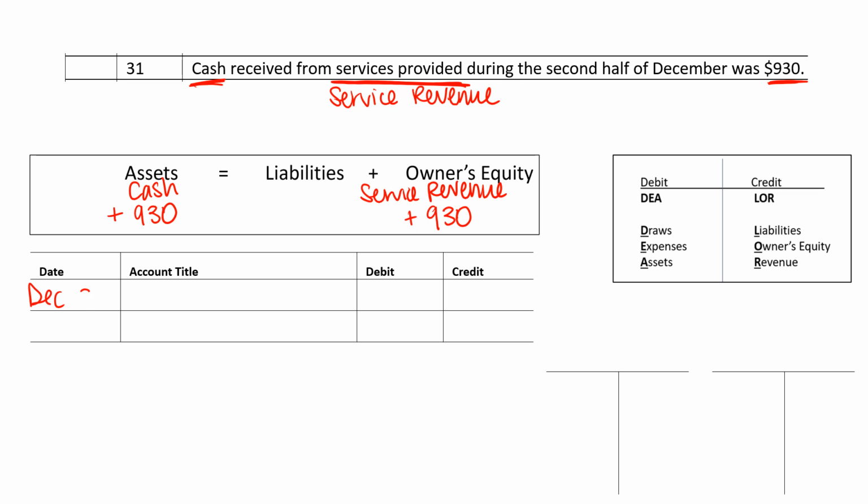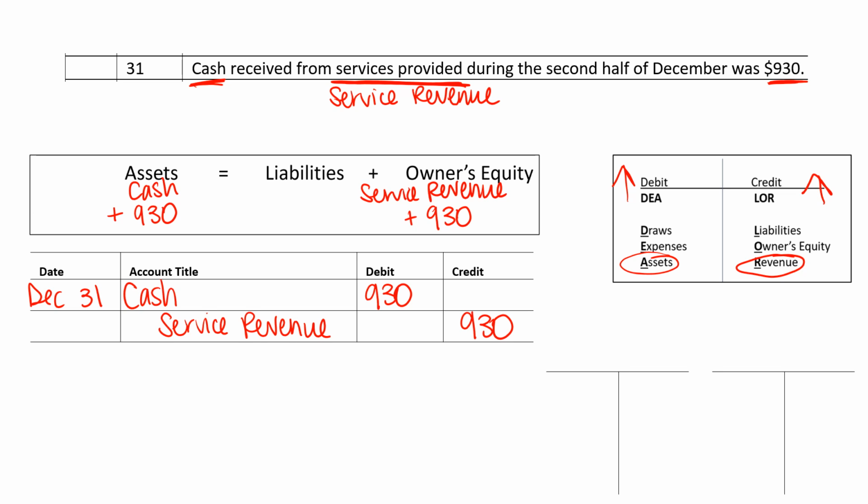So for the journal entry, it's December 31st. We have cash. Cash is an asset. Assets are increased with a debit. So since cash is increasing, we debit cash $930. And then to record revenues, revenues are recorded with a credit. So we credit service revenue $930. Post to the T accounts for cash and service revenue. Cash is $930 and service revenue is credited $930.